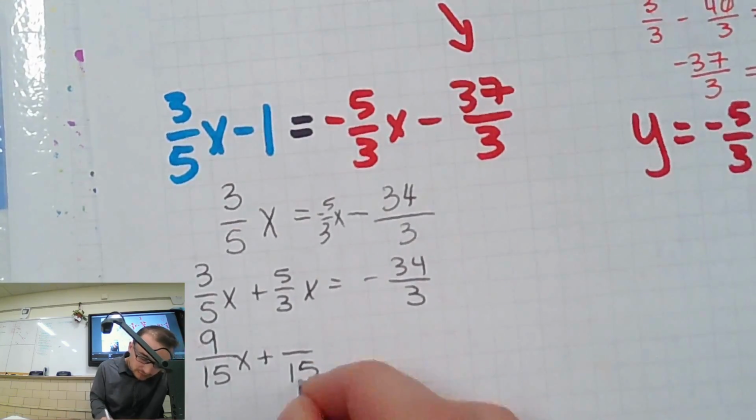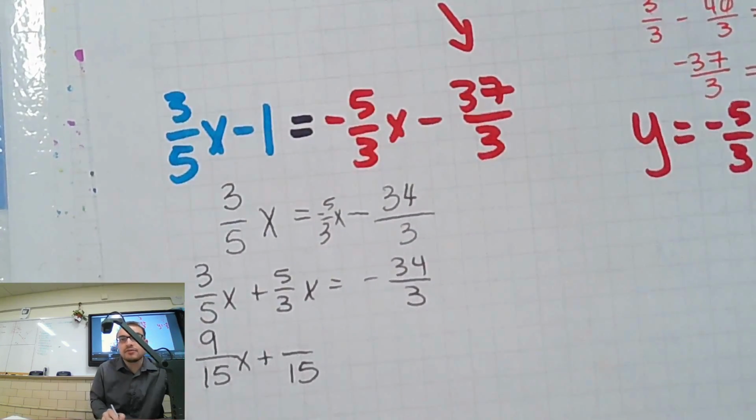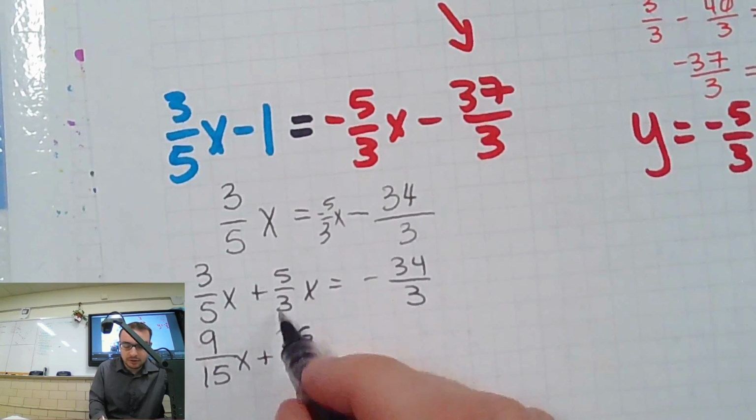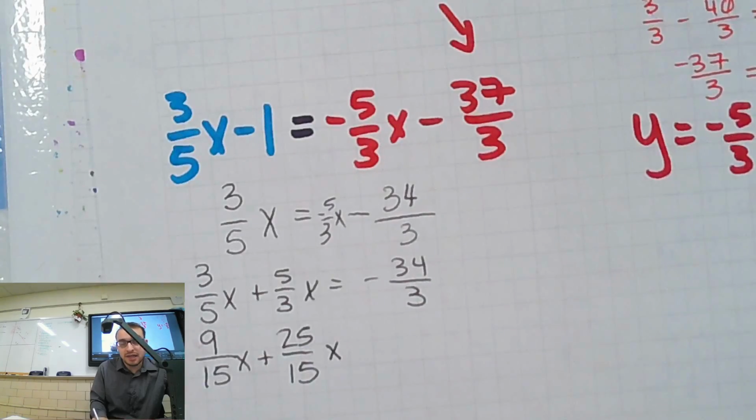Here, I need a 15 in the bottom, so they're common, right? What did I do to the 3 to make it a 15? Times by 5. Times the top by 5, I get 25. 25 over 15 reduces to 5 over 3. I didn't change it. I just made it look different.